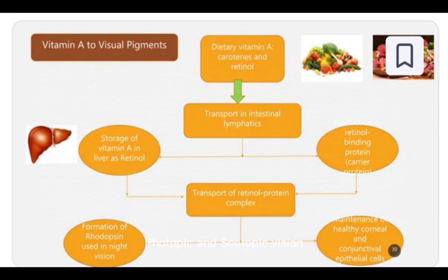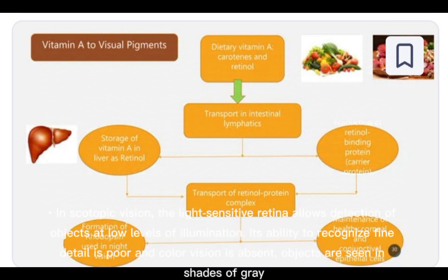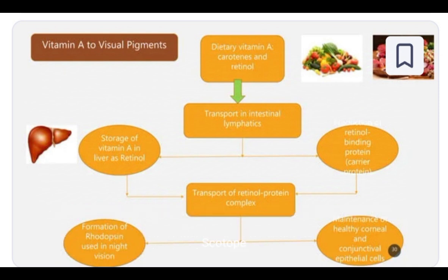Photopic and scotopic vision. Scotopic: dim light detection by rods. In scotopic vision, the light-sensitive retina allows detection of objects at low levels of illumination. Its ability to recognize fine detail is poor and color vision is absent. Objects are seen in shades of gray. Photopic: in bright light, cone activity predominates. Bright illumination is necessary for the sharp visual acuity and color discrimination of photopic vision.